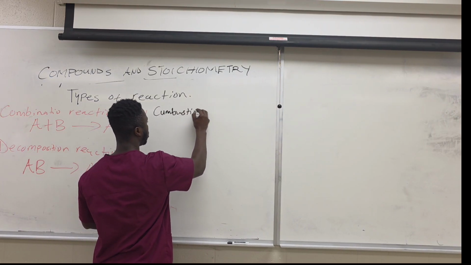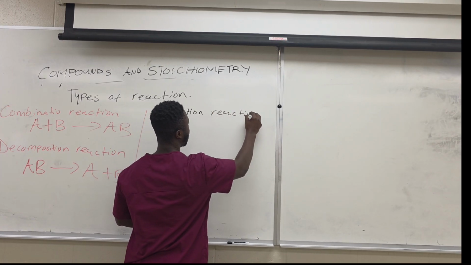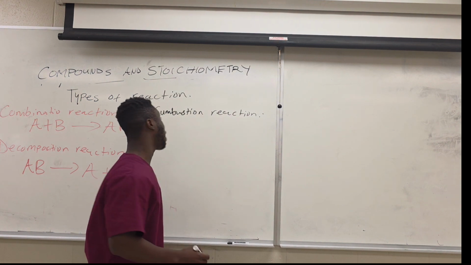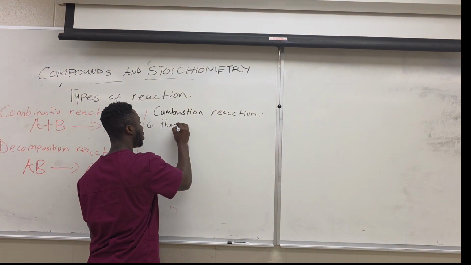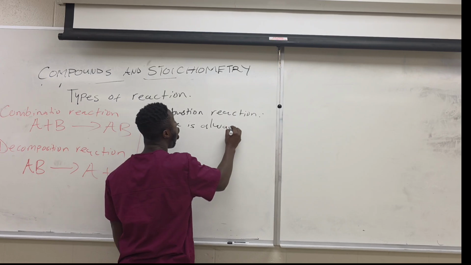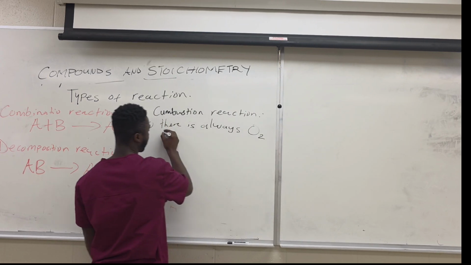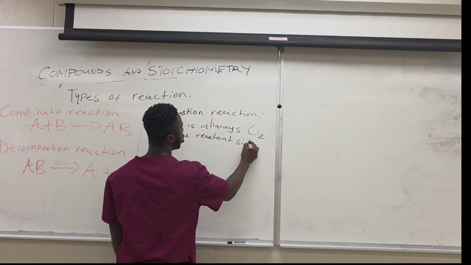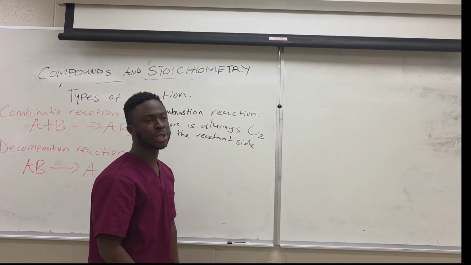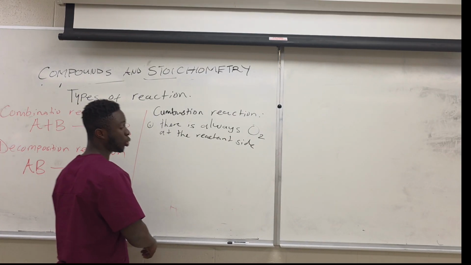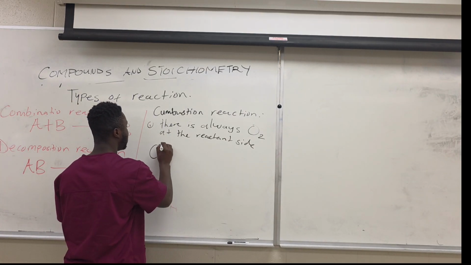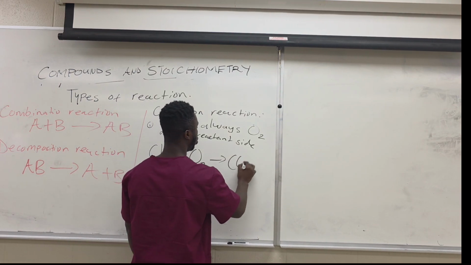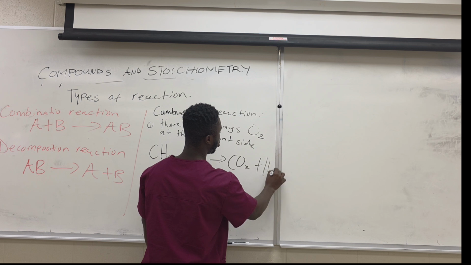Combustion reaction. Now there are two things that I want you to put in mind in combustion reactions. In combustion reactions, there will always be oxygen at the reactant side. So it's basically burning a fuel to produce heat and carbon dioxide, right? So a combustion reaction could be like CH4 plus oxygen would give you CO2 plus H2O.